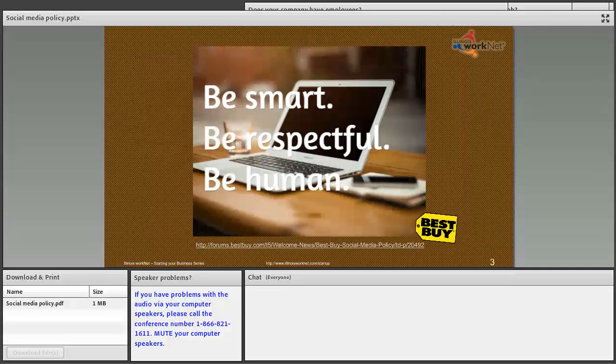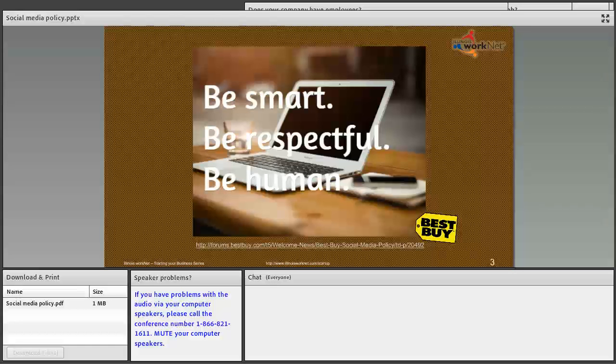One of the other ones that is very smart but very, very direct and to the point is Best Buy's. It says be smart, be respectful, be human. And there is a link on this slide to the full Best Buy policy. It does have some more definition to it, but it is still very simple, very direct, very useful for everybody who is going to be using their social media policy.